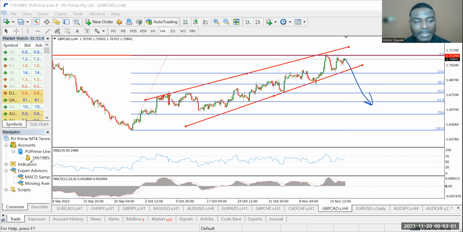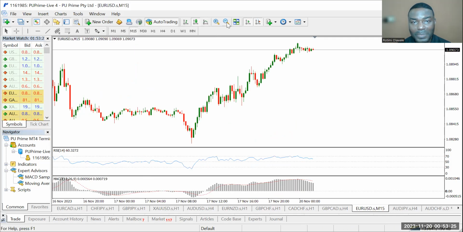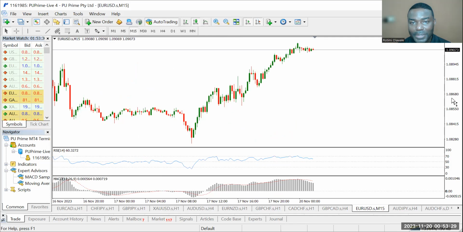And finally, I will be looking at EURUSD. Now, this is EURUSD on the daily time frame, and price is very, very close to a resistance zone. You know, the last week candle, last Friday, closed very near to the tip of the resistance zone on the daily time frame. So on this one, I want to zoom down to 15 minutes time frame to look for a potential entry.